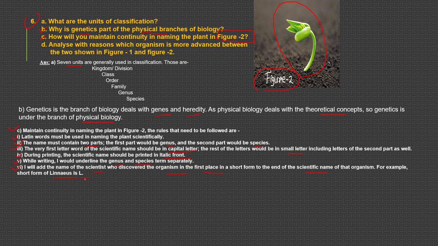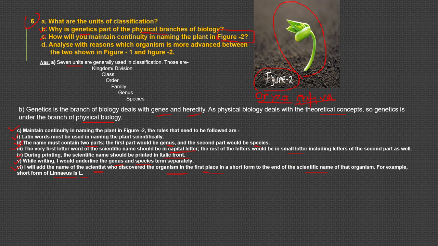So how will you write Oryza sativa? I'm writing here O R, it will be a capital letter, Oryza. Then the next one, S, will be a small letter, sativa. And whenever you finish writing, you must underline. All right, this is Oryza sativa.